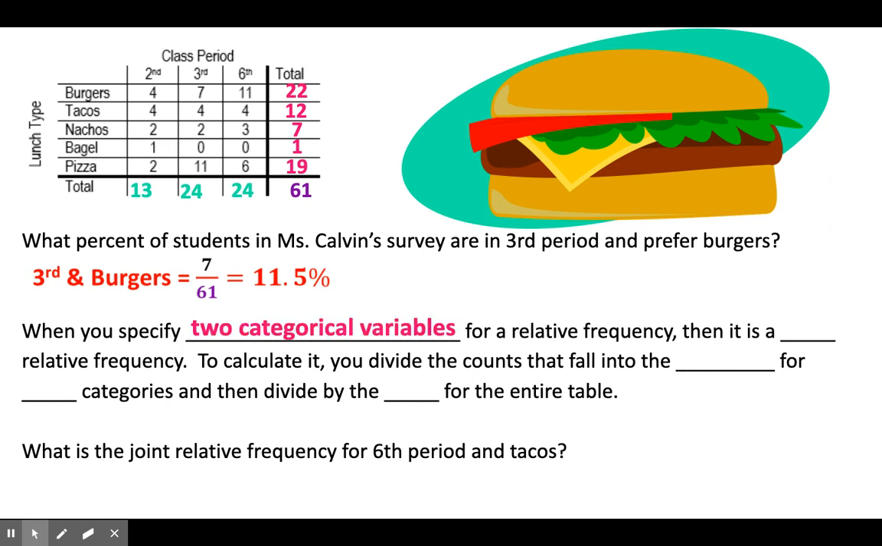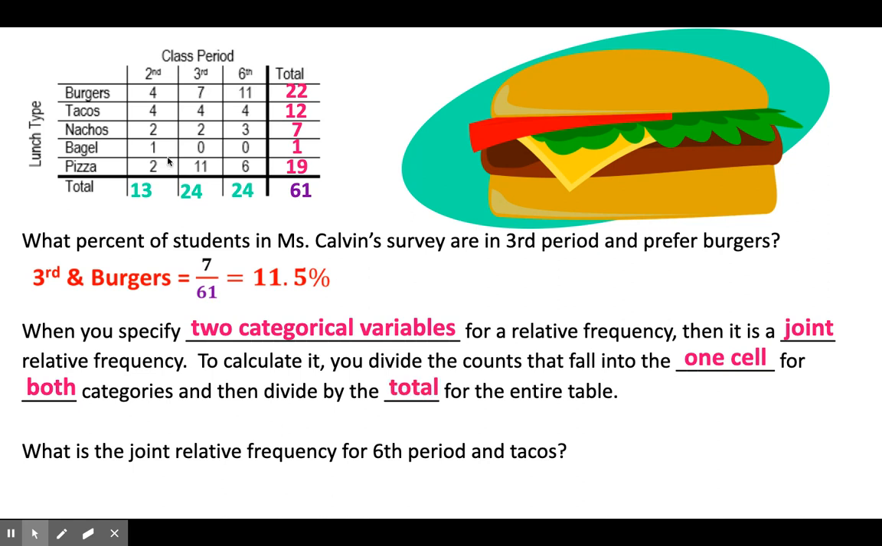When we specify 2 categorical variables, usually with the word "and" in between, like we saw there, third period and prefer burgers, for a relative frequency, we call this a joint relative frequency. To calculate it, you divide the count that falls into the one cell for both categories. So we're finding that one cell that falls into both categories; I call it the intersection of those two things. We take that number and divide by the total for the entire table.